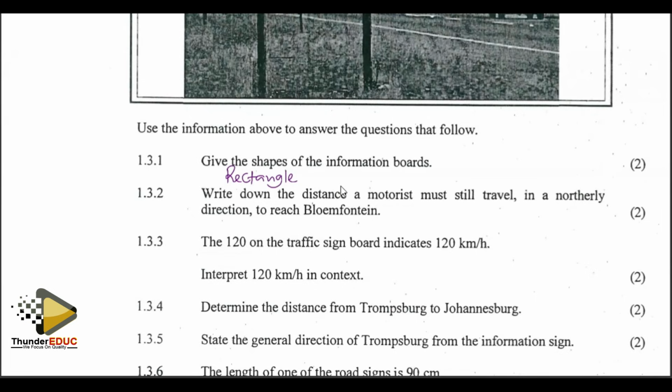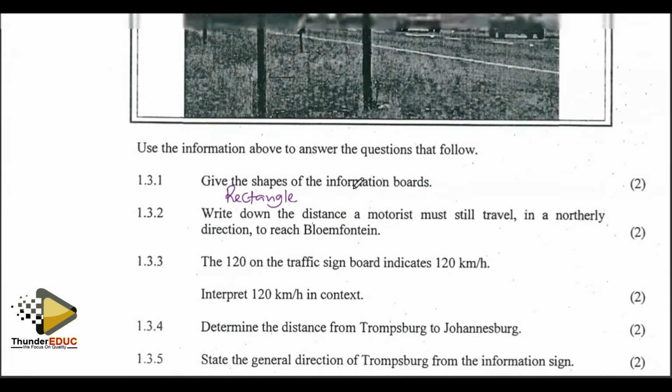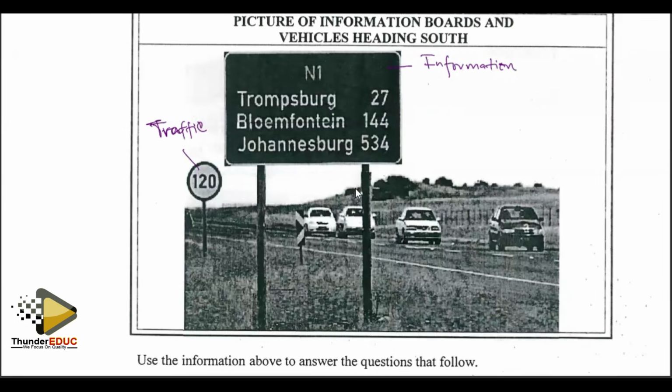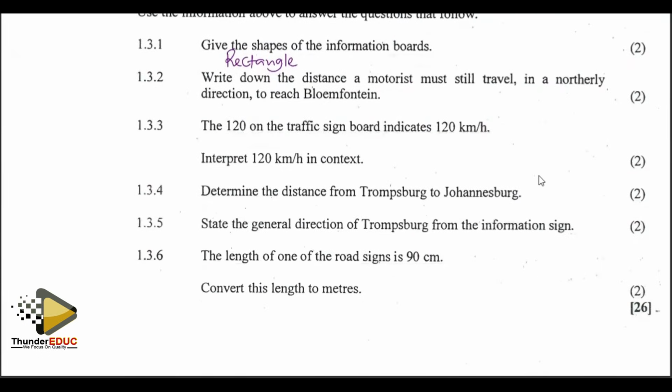Then they're telling you, write down the distance a motorist must still travel in northerly direction to reach Bloemfontein. So now we are looking at the distance. Northerly direction, we are facing that side. So we shall subtract: 534 kilometers minus 144. And the answer you get is 390. Don't forget the units. 390 kilometers.